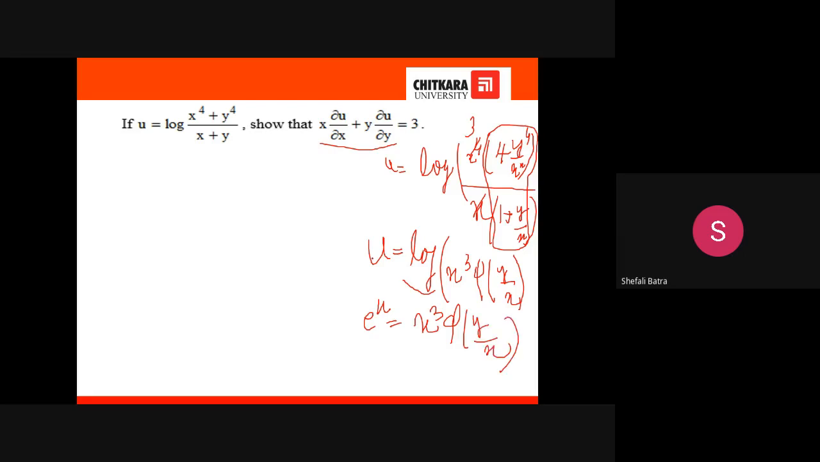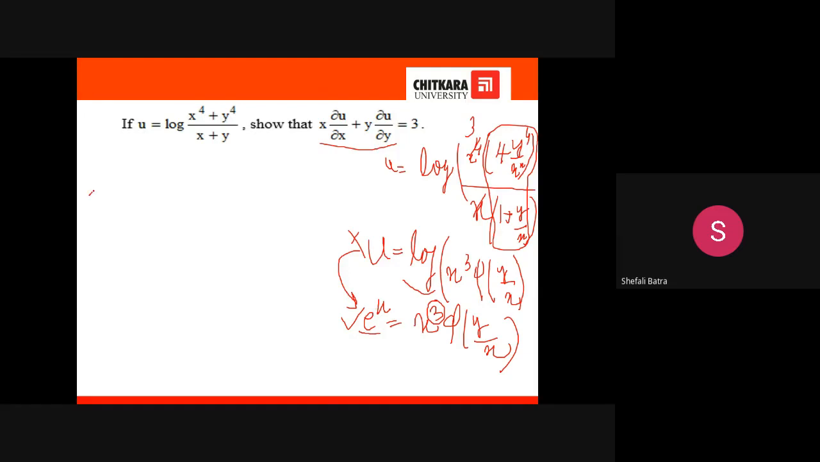u is not a homogeneous function, but e power u is a homogeneous function with degree 3. Because you cannot express u directly in the form x power n into a function of y by x, you need to rewrite it in this form. Now this is a homogeneous function, so I will apply Euler's theorem on this function, not on u.